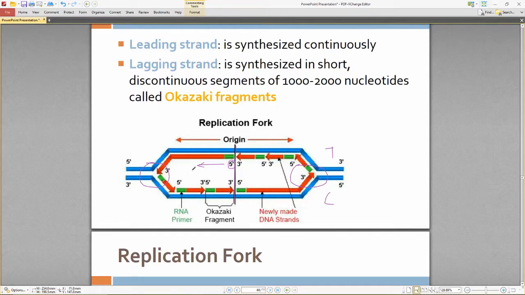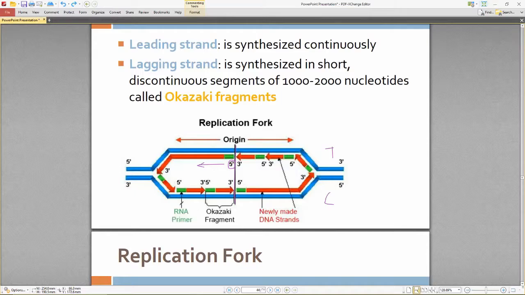You have 2 forks for every origin. Leading and lagging is in relation to the fork. So if you have 2 forks per origin, then that means you have 2 leading strands and 2 lagging strands per origin. Okay. Yeah.